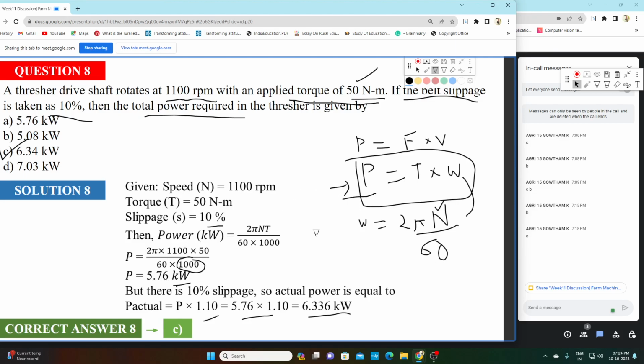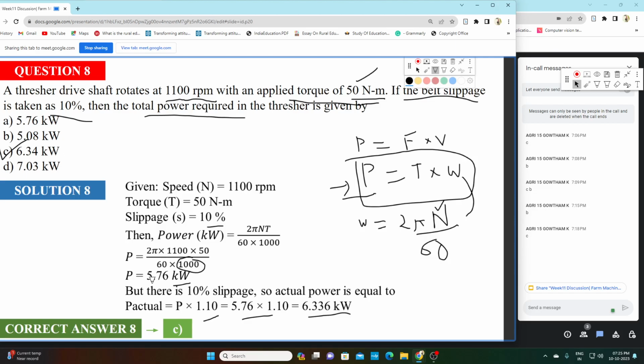But the question is not yet over. In the question it has been given additional information that the belt is slipping by 10%. As the belt is slipping, we have to give 10% extra power. So the power we got, we have to multiply by 1.10.